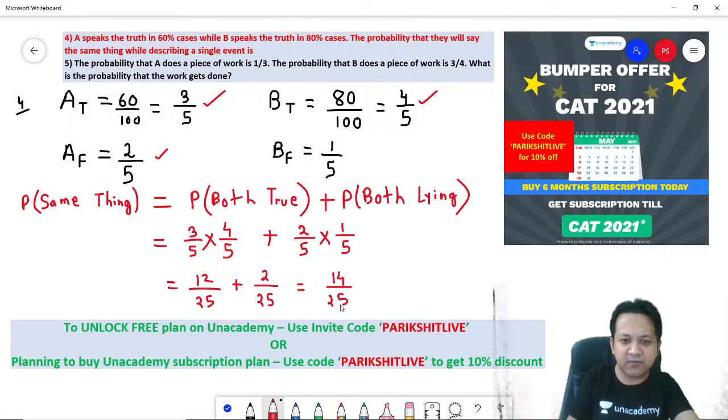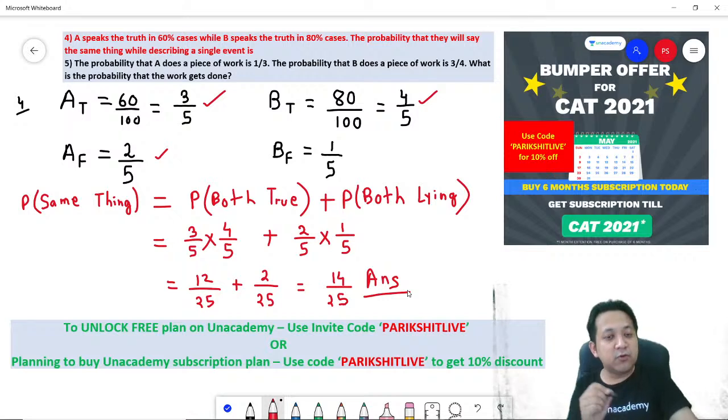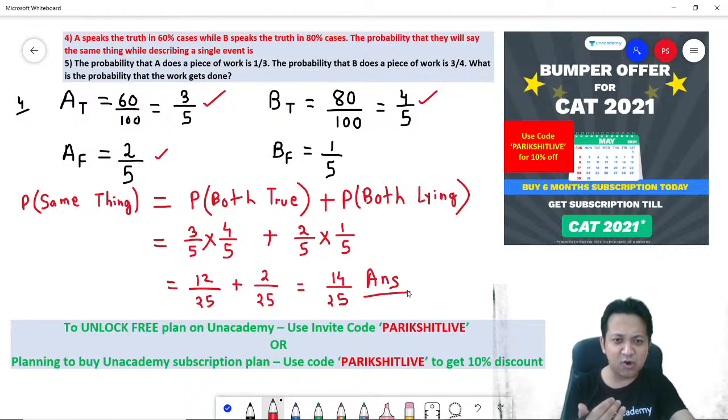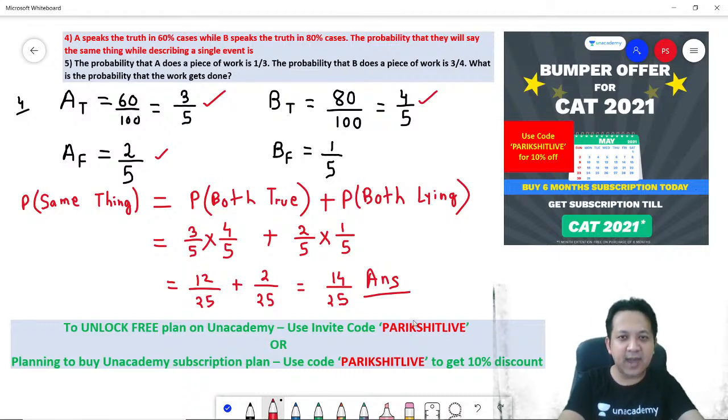14 by 25. Followed? It's an easy one, but I know a lot of you will make the mistake because you ignore the both lying case. If you ignore that case, you'll get a wrong answer. Fine? Let's look at number 5.